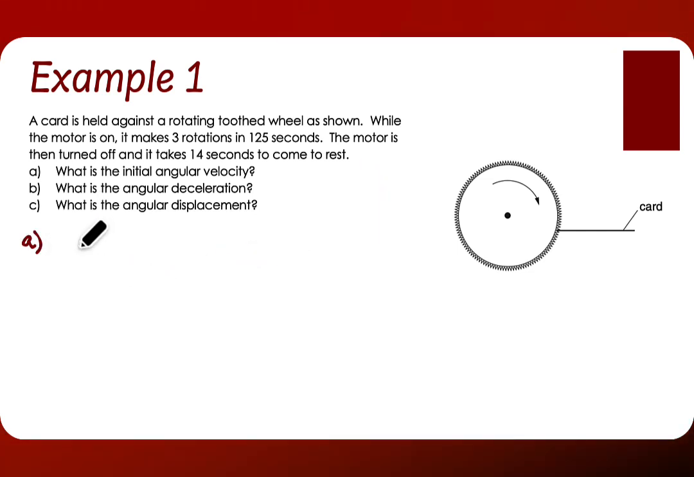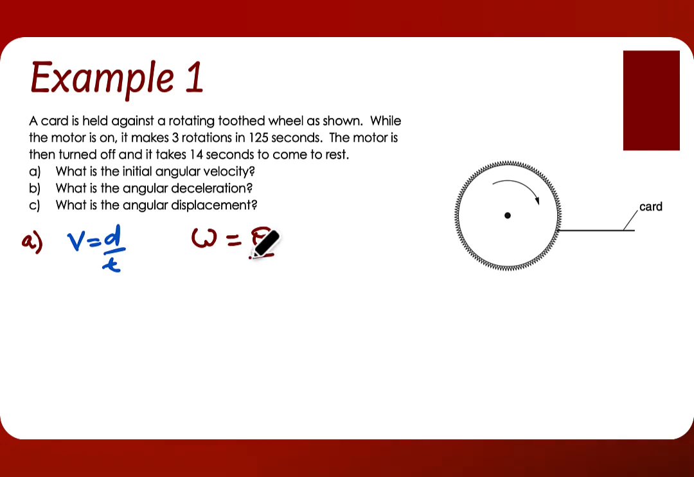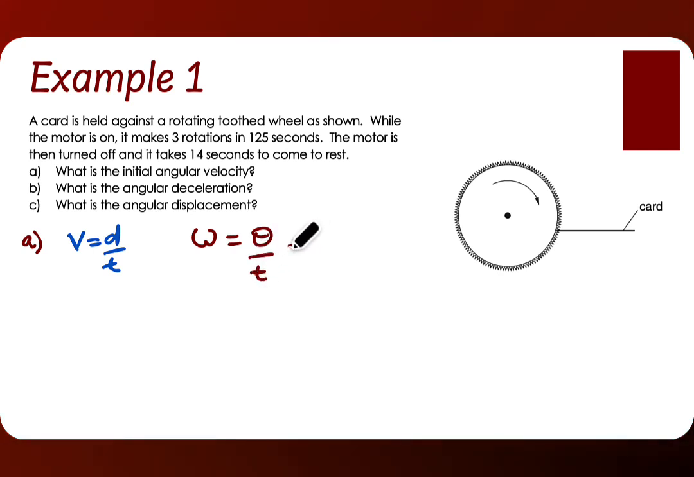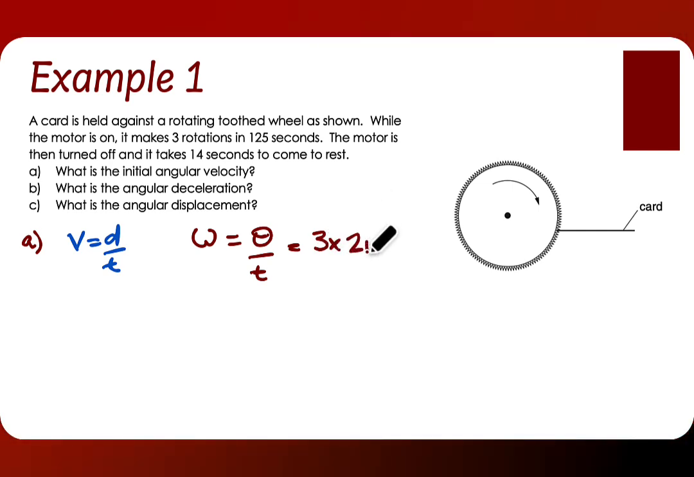So what is the initial angular velocity? If we were doing this with translational motion, I would say we'd be using v equals d over t for a constant speed. Because we're using rotational motion, instead of v, I should be using omega. Instead of distance, I'll be using theta and time. So this is the number of degrees. Now I'm given 3 rotations, so I have to put that into radians. So that will be 3 times each rotation is 2 pi radians.